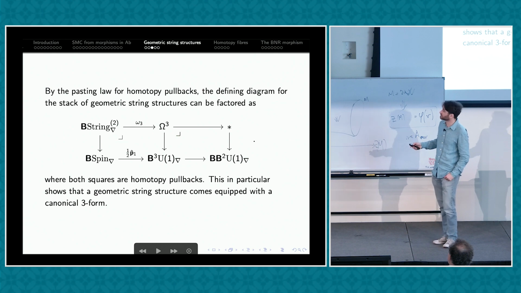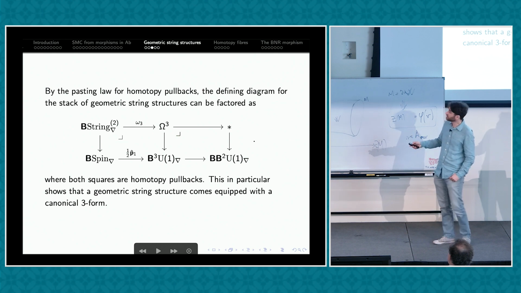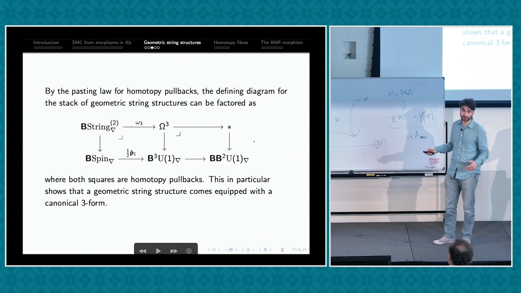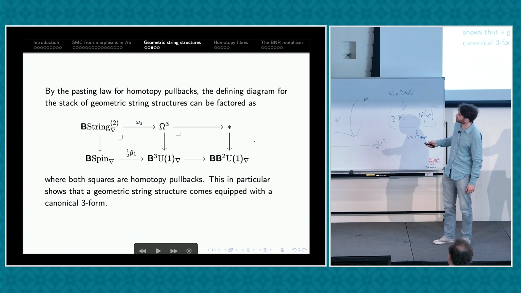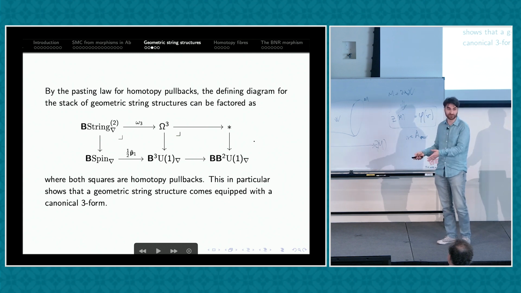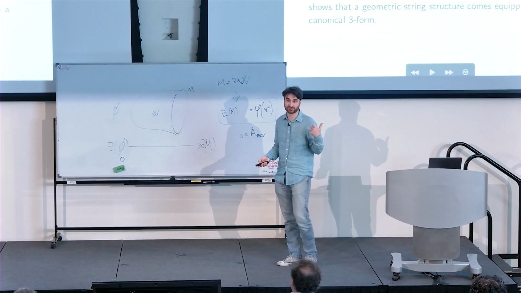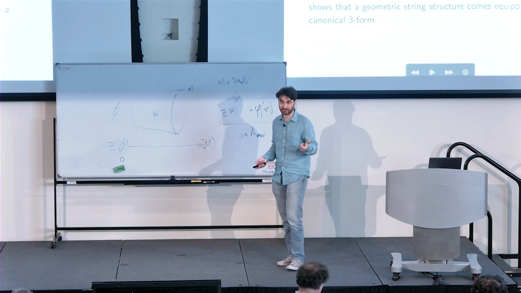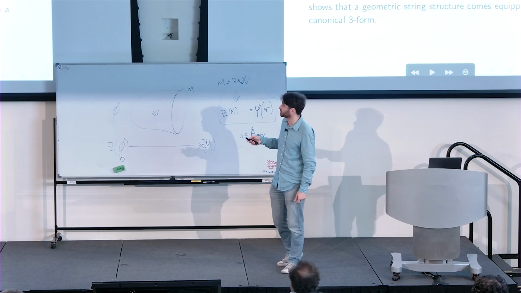This means that a geometric string structure is a spin structure with connection together with not a trivialization of the whole 3-bundle with connection, but only of the lower part. So there is a remaining 3-form. This is precisely the canonical 3-form of the geometric string structure. And if you remember the first part of this talk, I was needing a canonical 3-form on my 3-manifold. And it will be precisely this one, this omega 3.